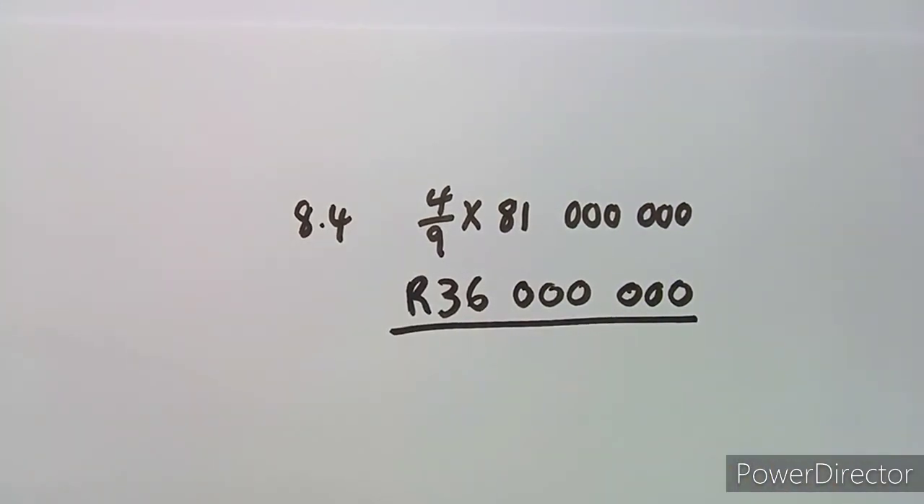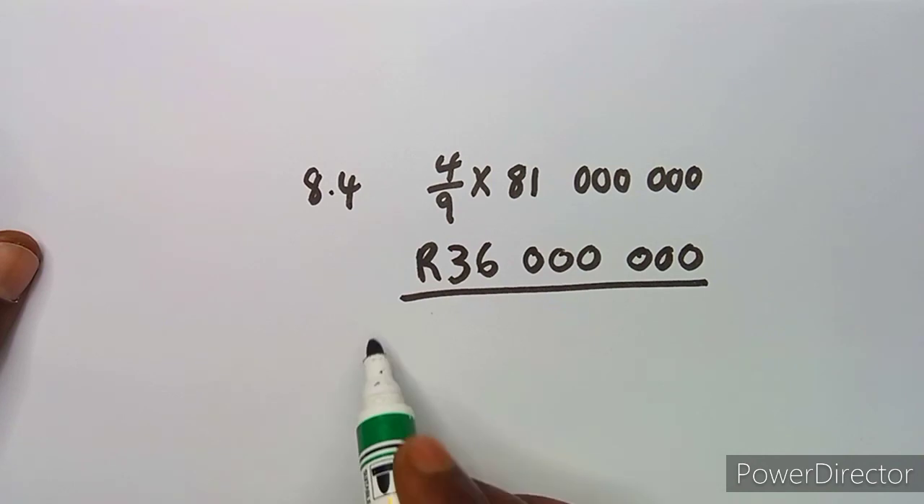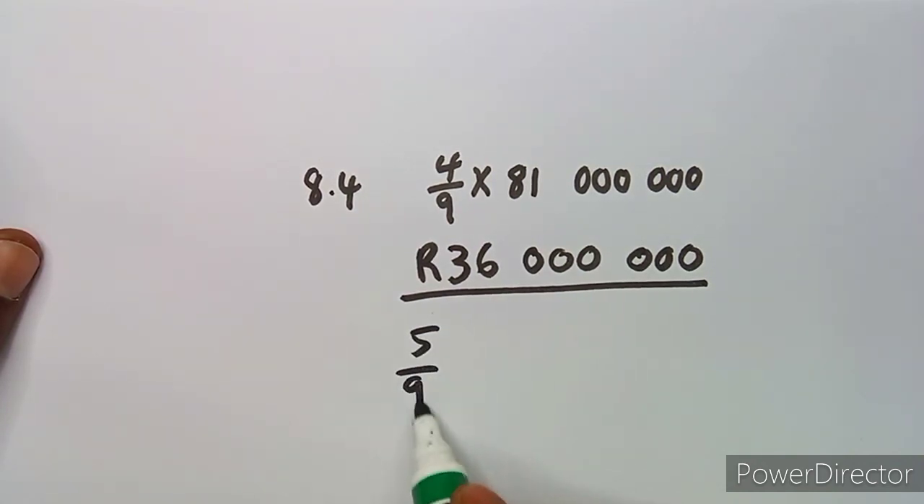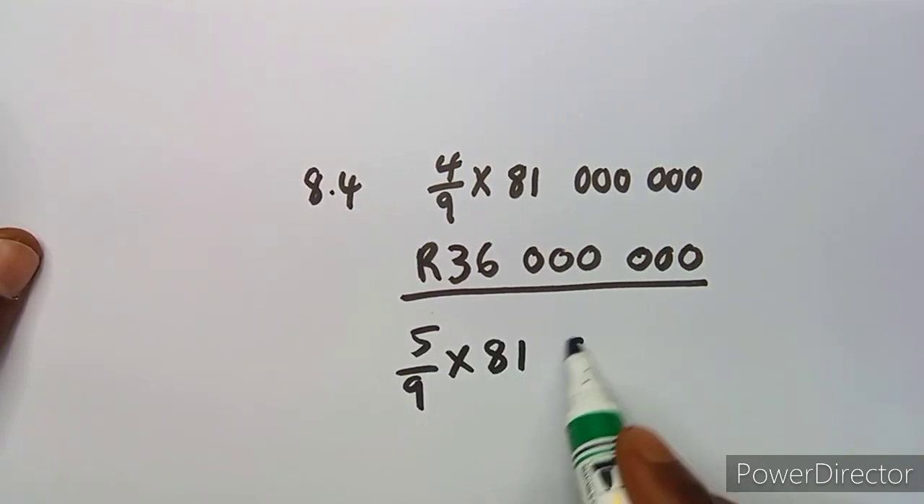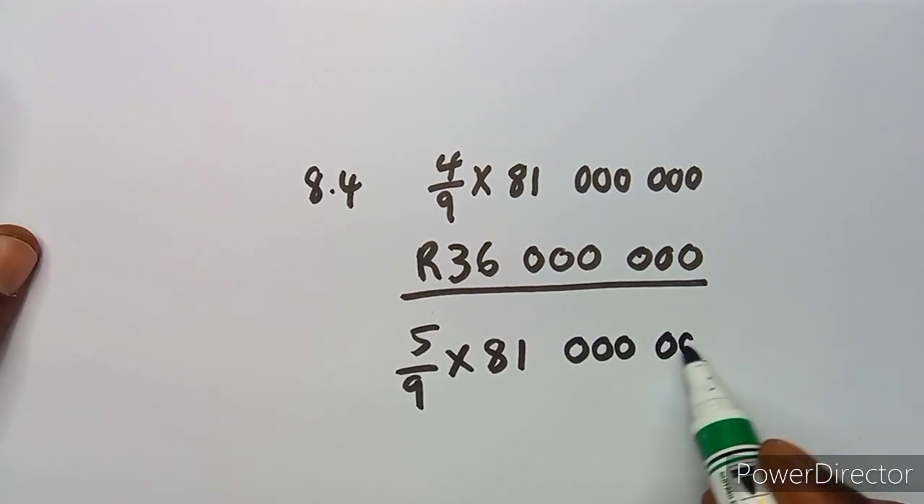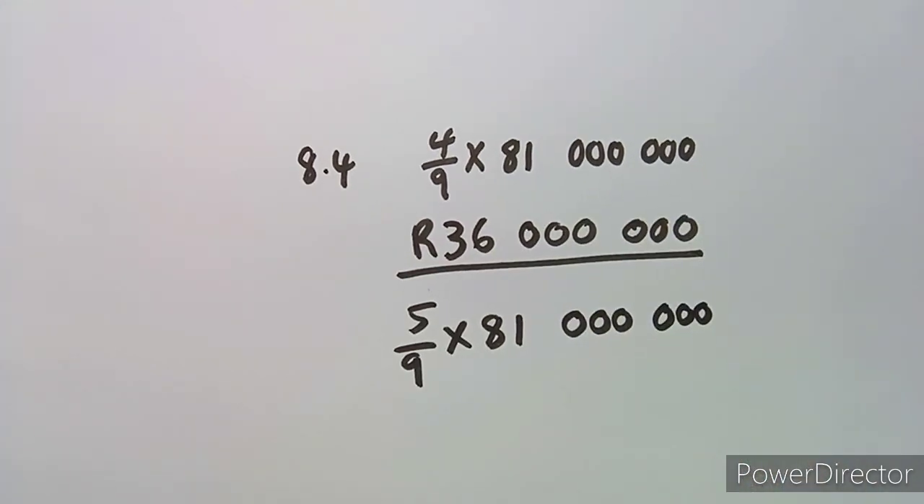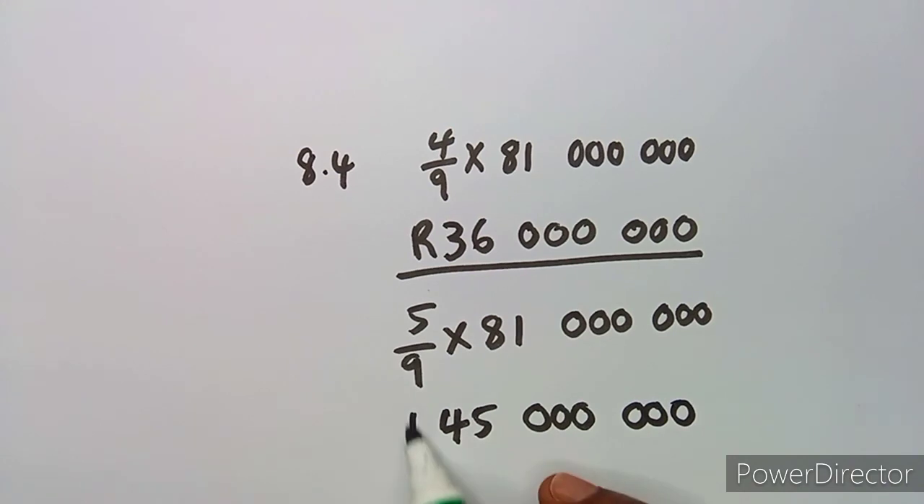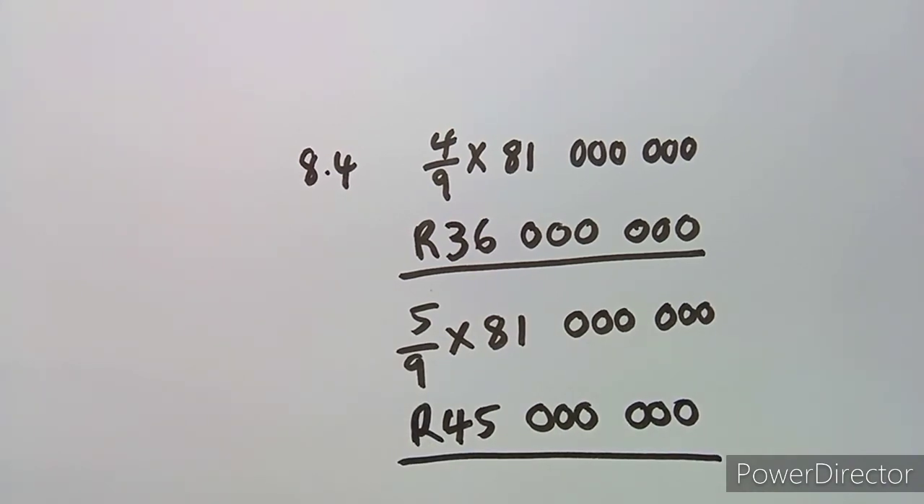The other one is a ratio of 5. So it's going to be 5 over 9 times 81 million, which is the total. This one is going to obtain a bigger amount than the first one because it's 5, which is going to be 45 million rand.